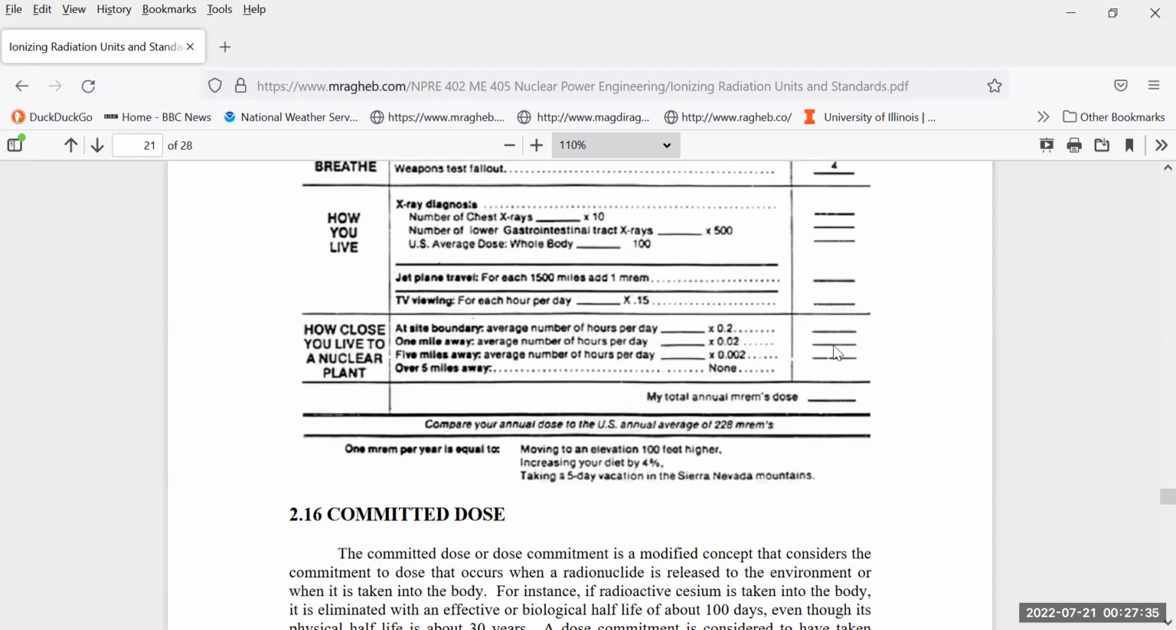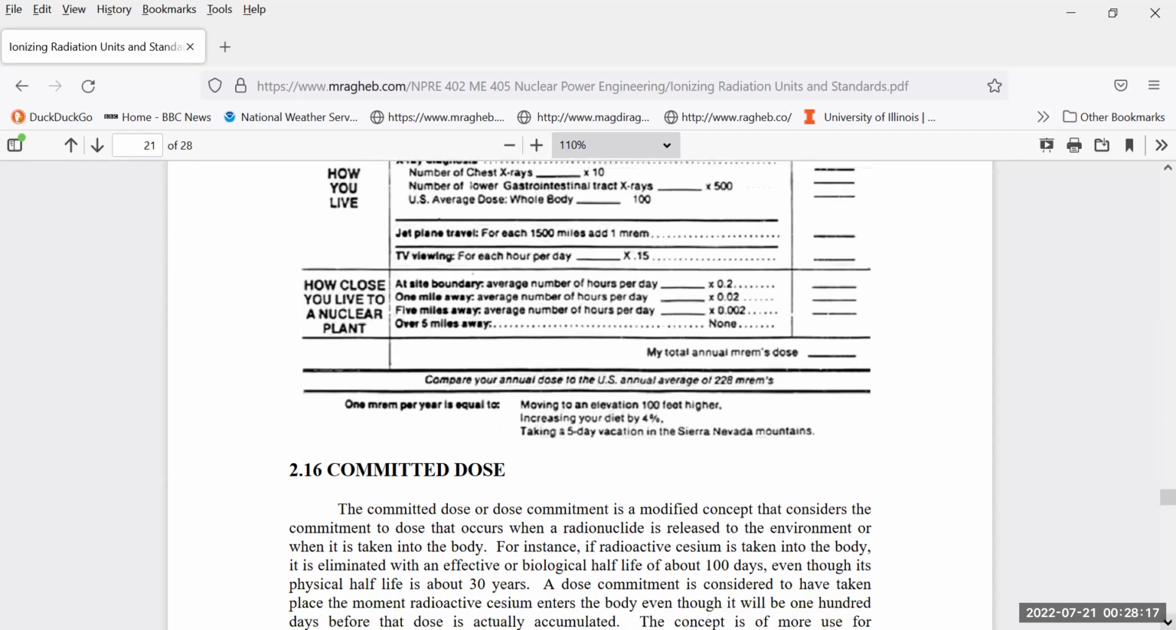And you can add up all this dose equivalent, and you get your annual millirem per person dose. And we suggested that the annual average is in the range of 230 or 228 millirem per person per year. 1 millirem per person per year is equivalent to moving to an elevation of 100 feet higher and increasing your diet by 4%, or taking a 5-day vacation in the Sierra Nevada mountains in California, and for that matter also, I would say, in the Rocky Mountains or in the Appalachian Mountains, Tennessee and North Carolina and so on.